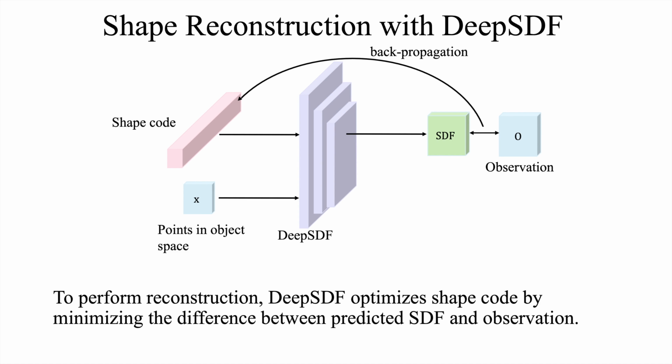Here is a figure which shows the shape reconstruction with the DeepSDF. To perform reconstruction, DeepSDF optimizes the shape code by minimizing the difference between the predicted SDF, the green block in the figure, and the observation, the blue block in the figure.